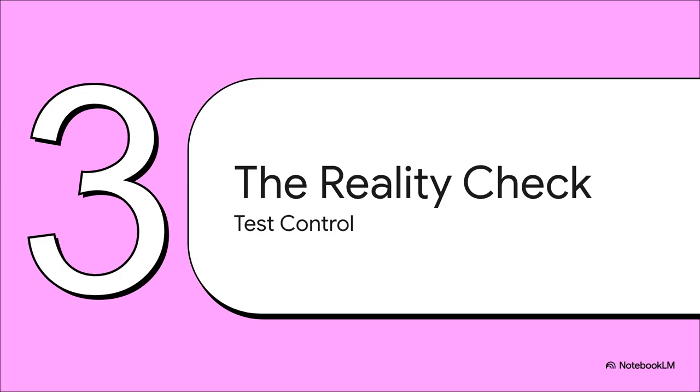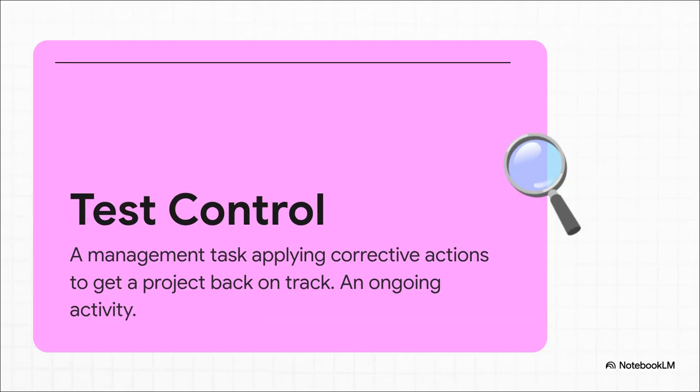And this is exactly where the other half of the secret comes in, test control. So if planning is all about being proactive, control is about being reactive. It's the whole process designed to handle the inevitable chaos of a real project. I mean, the definition is right there in the name. Test control is all about taking corrective action. And it's not a one-time fix. It's an ongoing management task where you're constantly watching how things are going compared to the plan, and you're making adjustments to stay on course.